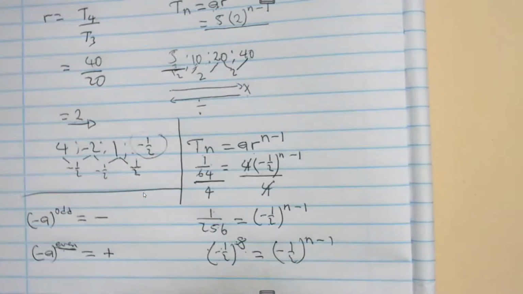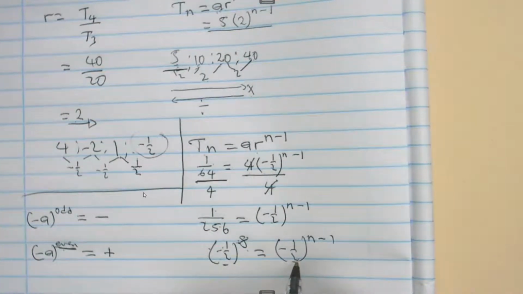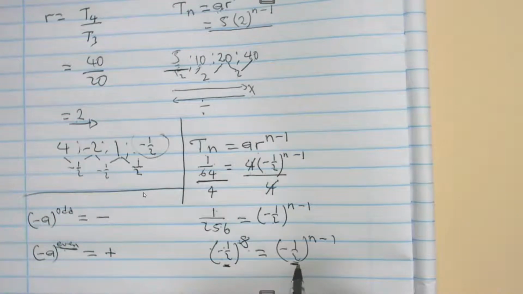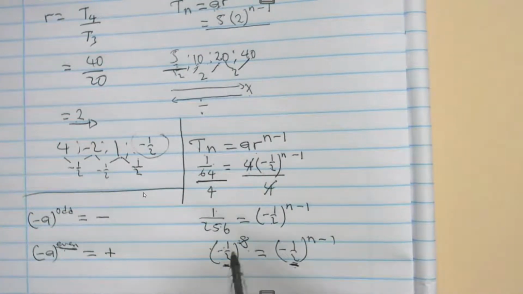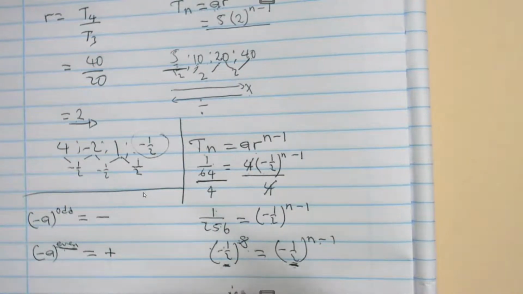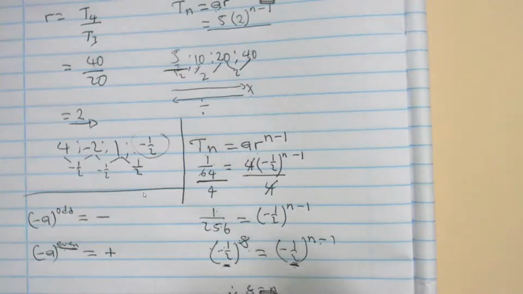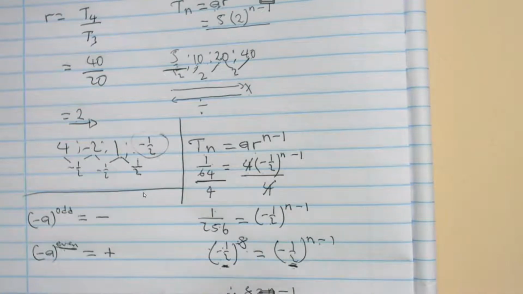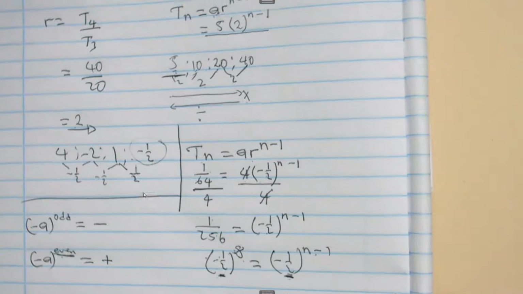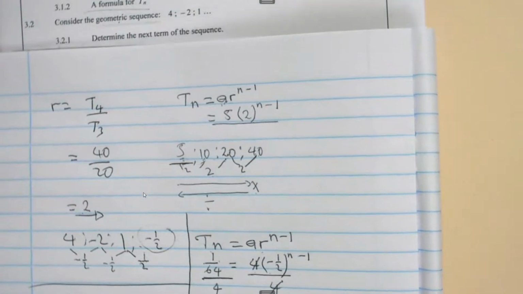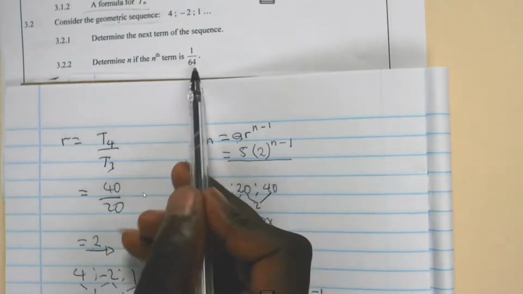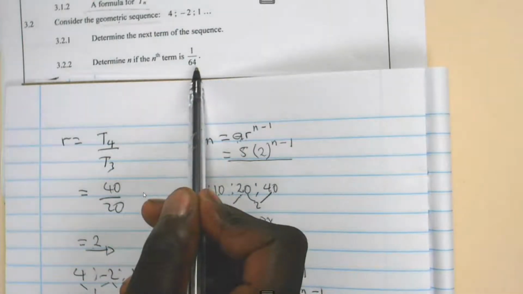Now that the bases are the same, the base is negative 1 over 2, if the bases are the same, we equate the exponents. Therefore 8 is equal to n minus 1. Then our n would be equal to positive 9. Then we have found the term number that has the term value of 1 over 64.